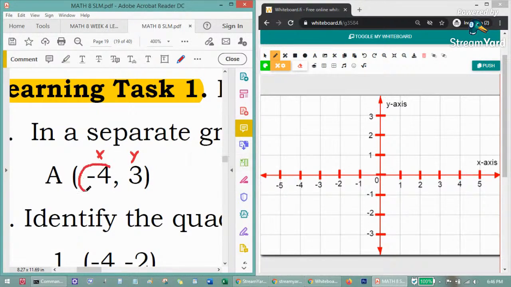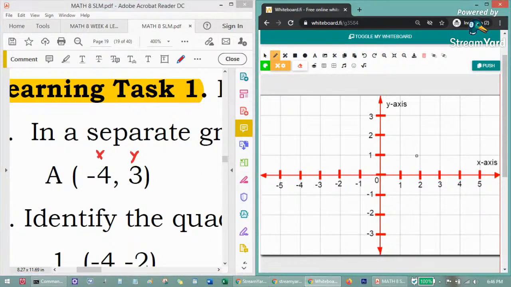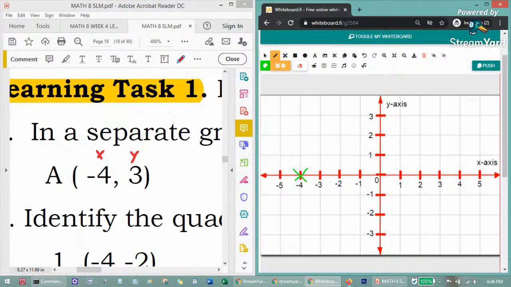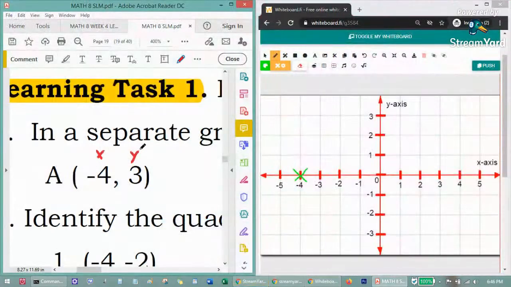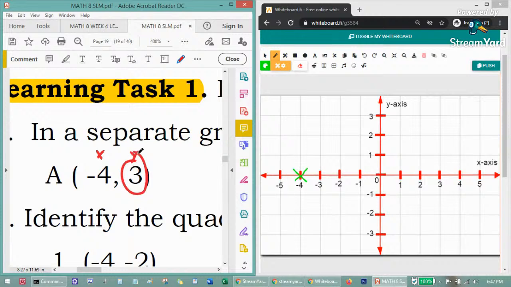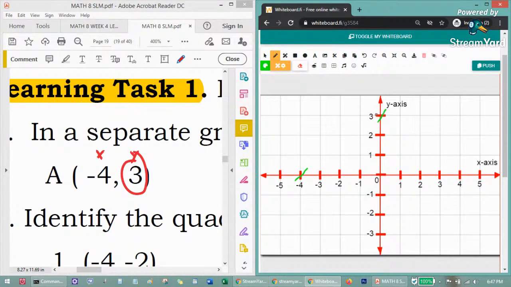So, una hanapin natin nasaan ang negative 4. Tignan natin tong x-axis. Nasaan ang -4? So, the -4, this is -4. Okay? And then, tingnan natin ang ating y. Our y is +3. So, itong y natin, nasa taas yung mga positive number. And then, nasa baba yung mga negative number. Nahanap natin is +3. So, therefore, this is our +3. Okay, so x is -4 and y is +3.